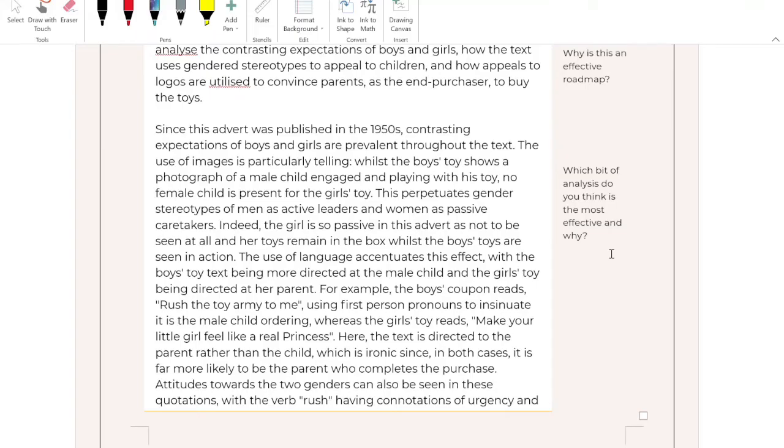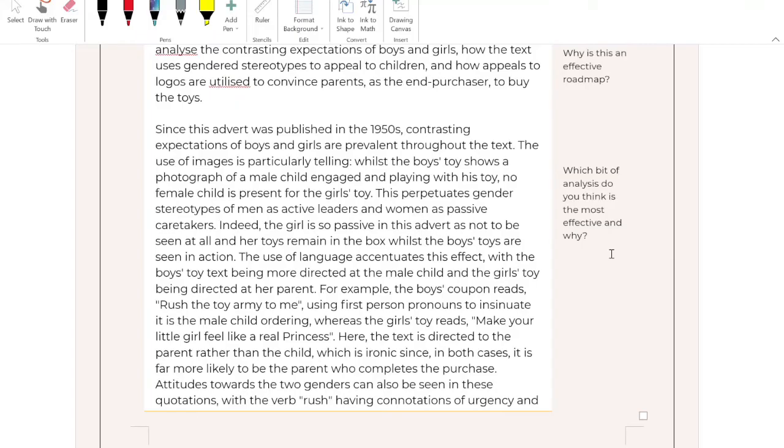This perpetuates gender stereotypes of men as active leaders and women as passive caretakers. Indeed, the girl is so passive in this advert as to not be seen at all, and her toys remain in the box, whilst the boy's toys are seen in action. The use of language accentuates this effect, with the boy's toy's text being directed more at the male child and the girl's toy being directed at her parent.